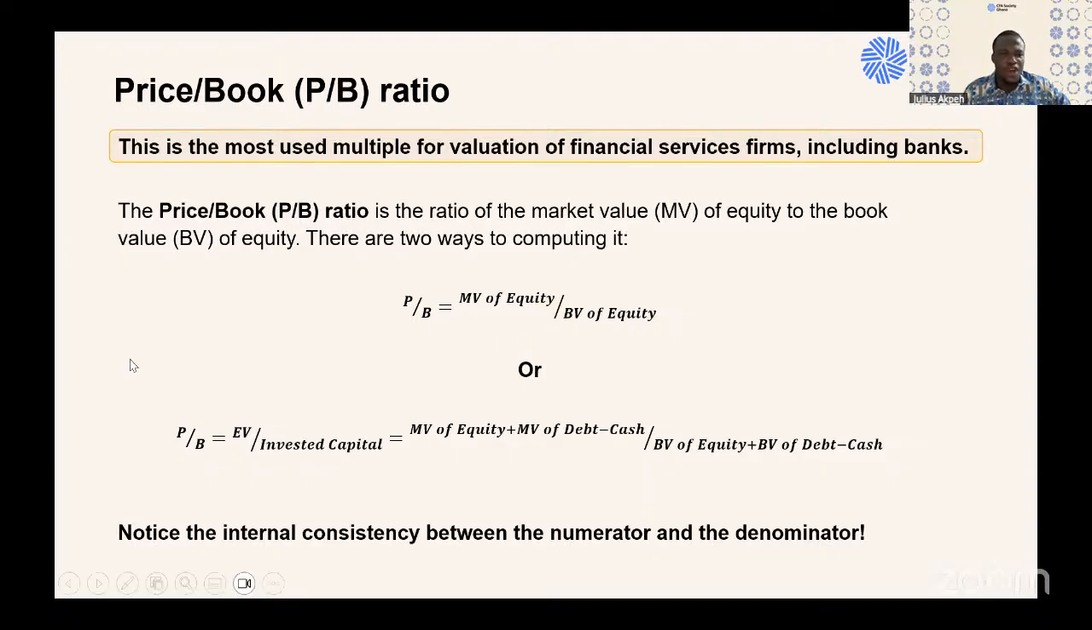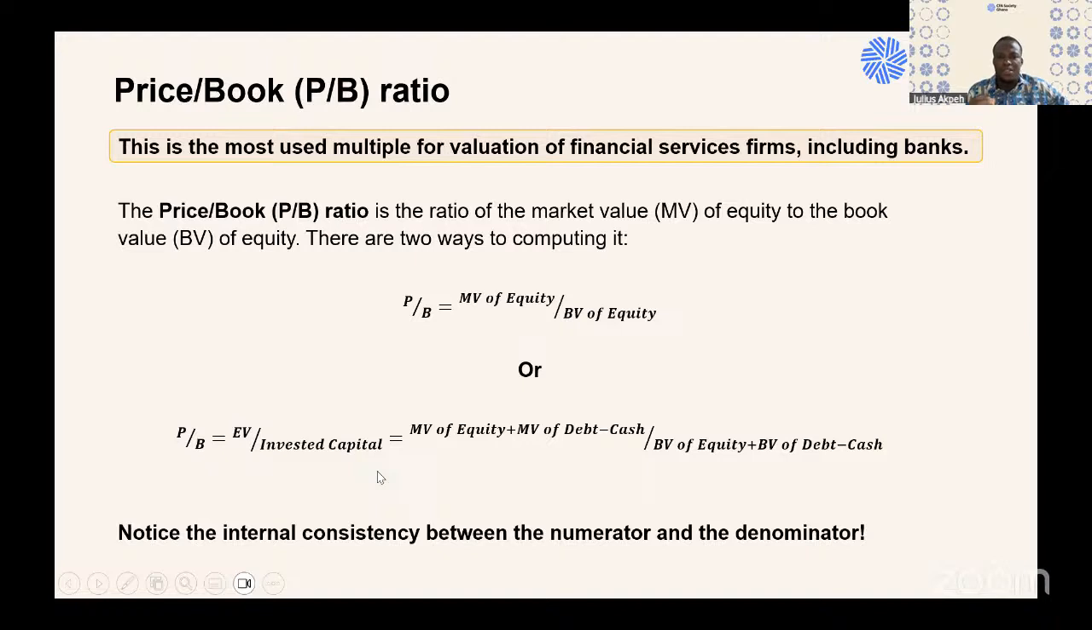If I know the price to book value of a company in the second formula, not a bank, let's say an industrial corporate, I know the market value of equity, and I know the cash the company has. I know the book value of equity, and I also know the book value of debt. I know the cash as well. Don't you think I can calculate the market value of the debt? Even if I've not done discounting of the debt, I can still come up with the market value of the debt. And that's a beautiful part of this formula.